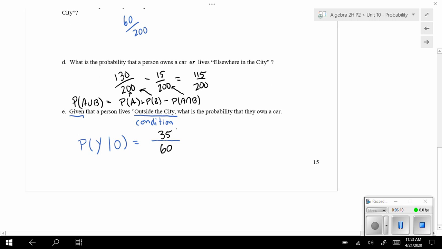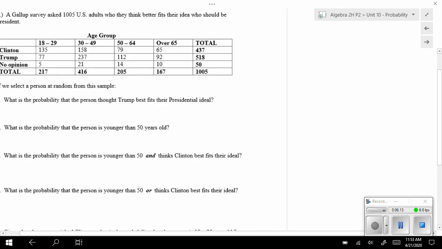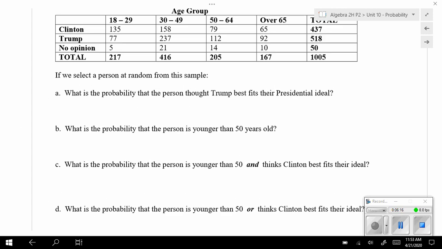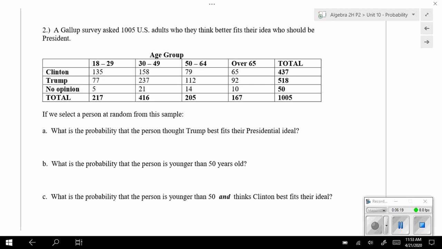So why don't we practice another one of those? Okay. A nice contentious table representing politics. Okay, a survey of 1,005 US adults, so that's the total. What is the probability that the person thought Trump best fits their presidential ideal? And so no conditions, no ands, no ors. So we're just looking at 518 out of 1,005.